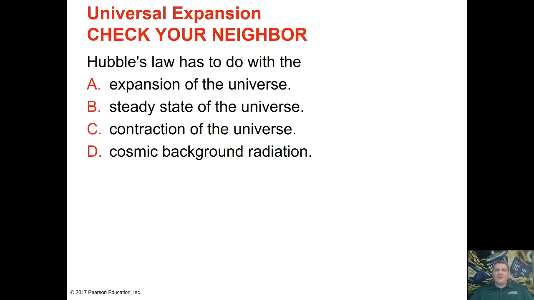So Hubble's law is all about A, the expansion of the universe. Because the universe is expanding, the light gets redshifted, and for more distant galaxies, the light has taken longer to get from there to here, so it's been stretched out even more, which also means the galaxy is moving faster away from us. So it's all about A, the expansion of the universe.